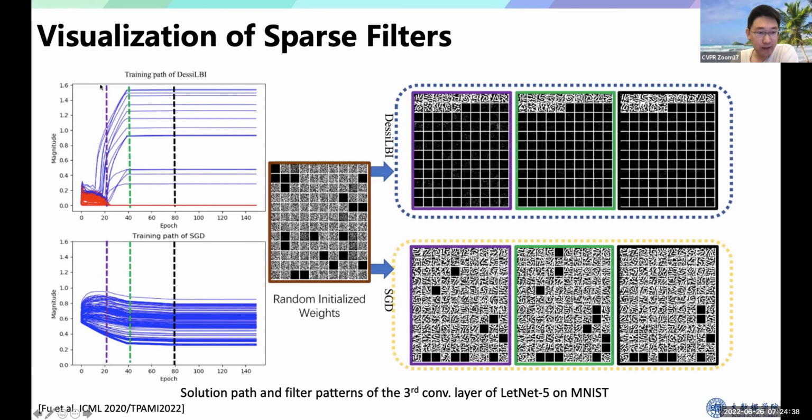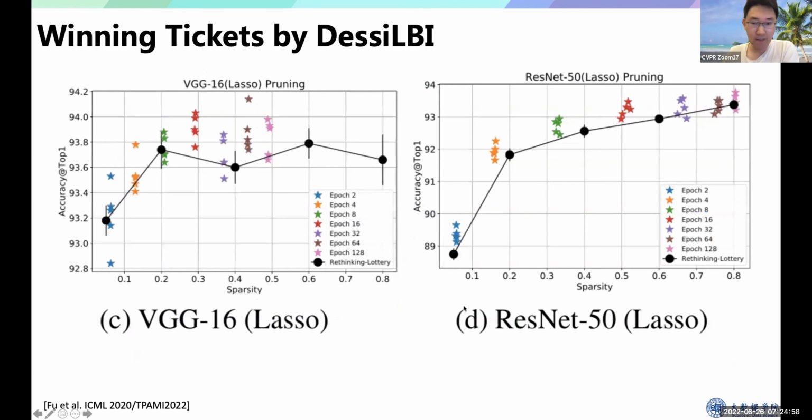And we select three times: 20, 40, 80 epochs. We visualize the corresponding filters, and we show that our DessiLBI makes very sparse filters, in contrast to SGD, where a lot of filters are not sparse, right? We also give an example, as we start our story from the winning ticket. We can show that by using DessiLBI, it's easy for us to identify the winning tickets.